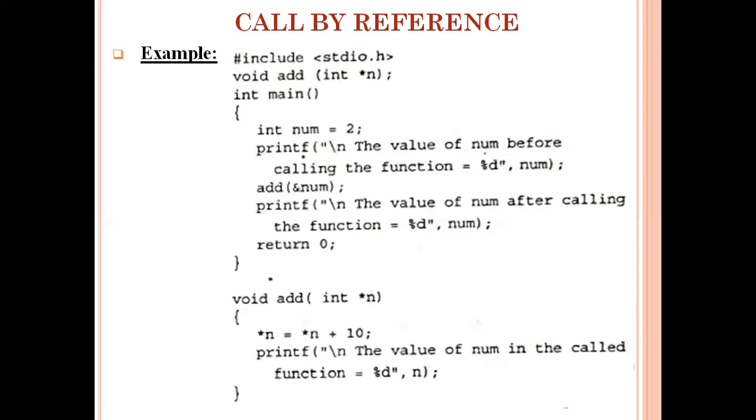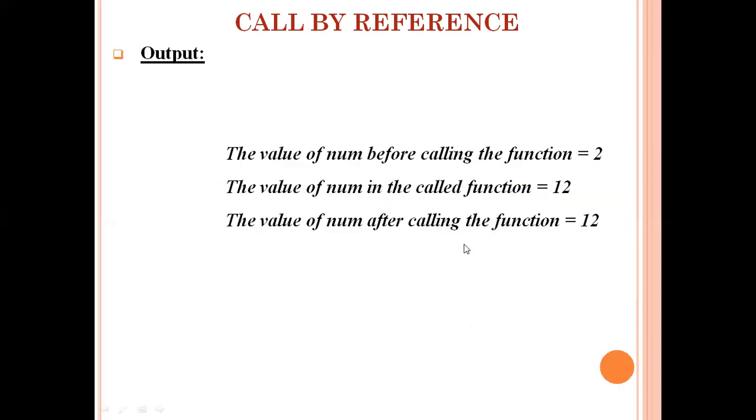After calling the function, the variable value has been changed in both the called function as well as the calling function, because we are displaying the value of the variable in the called function as well as in the calling function. Okay, so now num is equal to the value 12. Initially it was 2 and now it is equal to 12, and next is return 0, closing brace. When we execute this particular program, we will get this output.